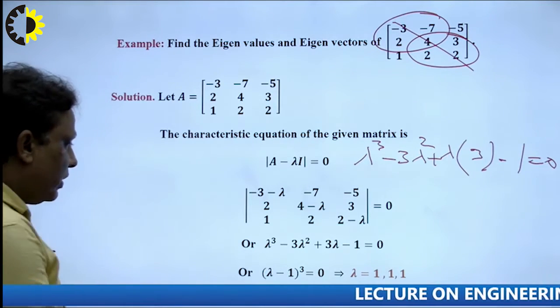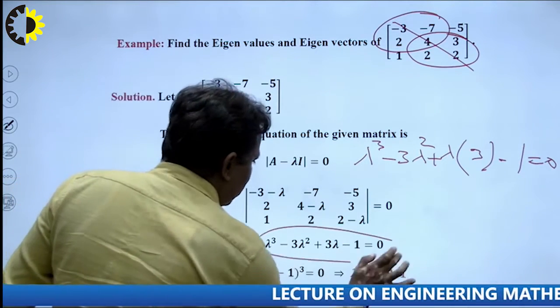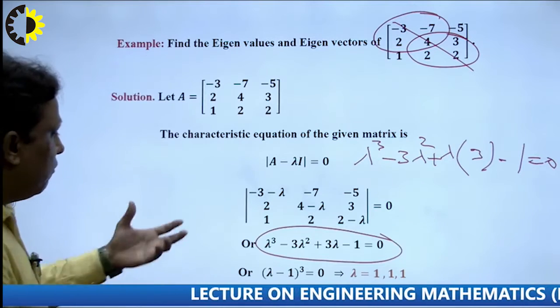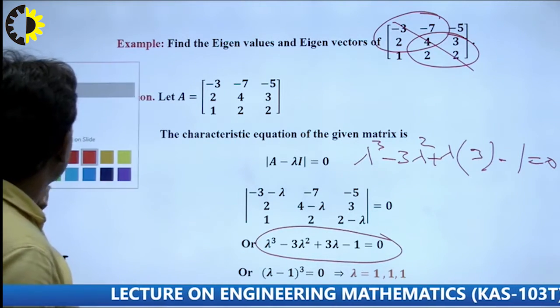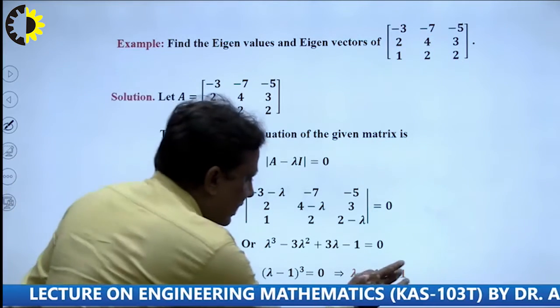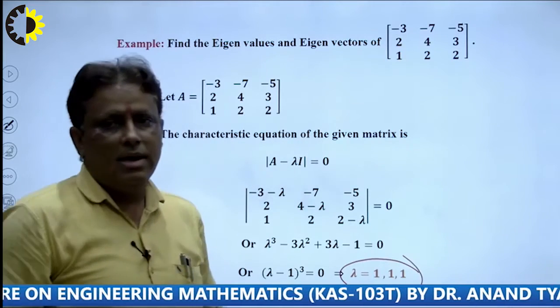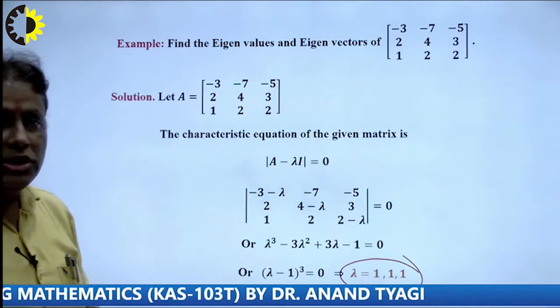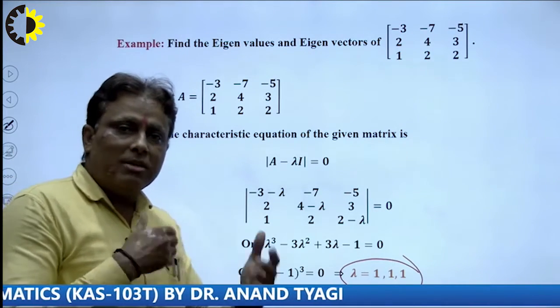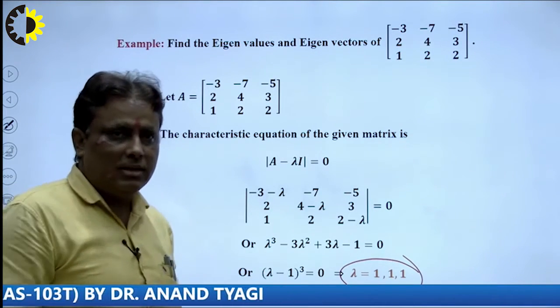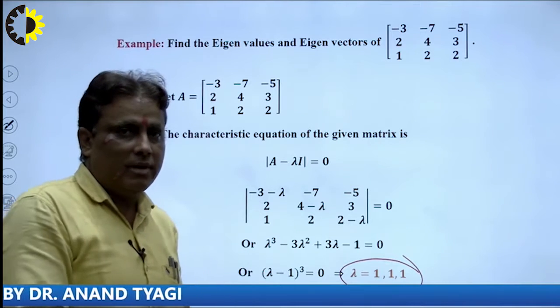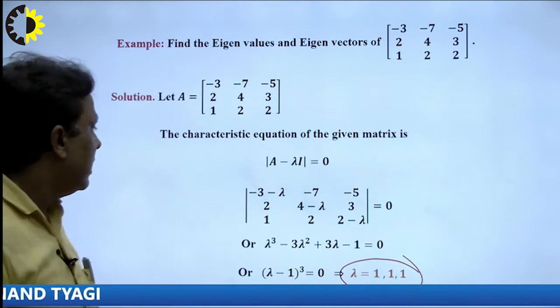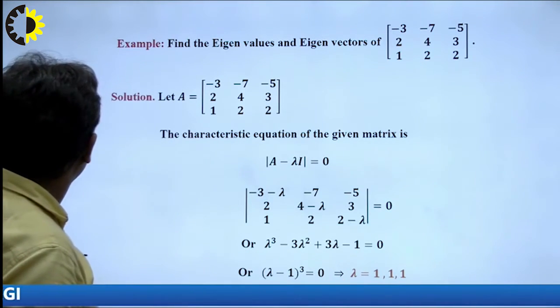Now first of all we get the characteristic roots of this equation, and the roots are 1, 1, 1. Students, see very carefully: the roots are equal, real and repeated. So there may be 3 eigenvectors, 2 eigenvectors, or 1 eigenvector. This depends on our calculation. So how to calculate?